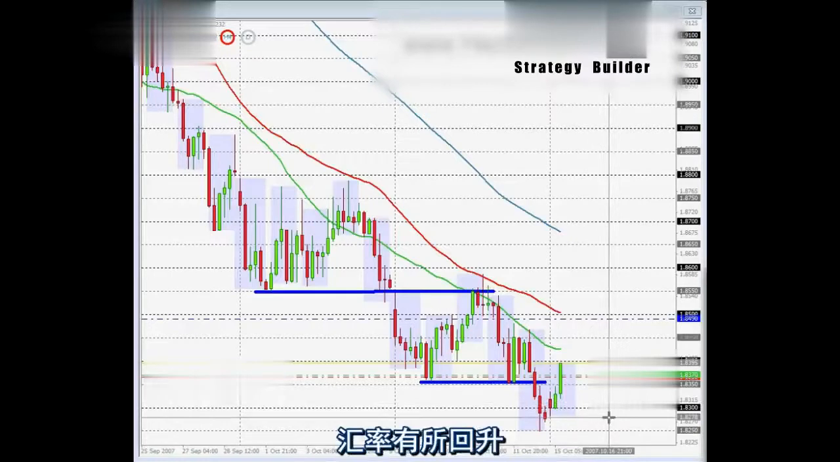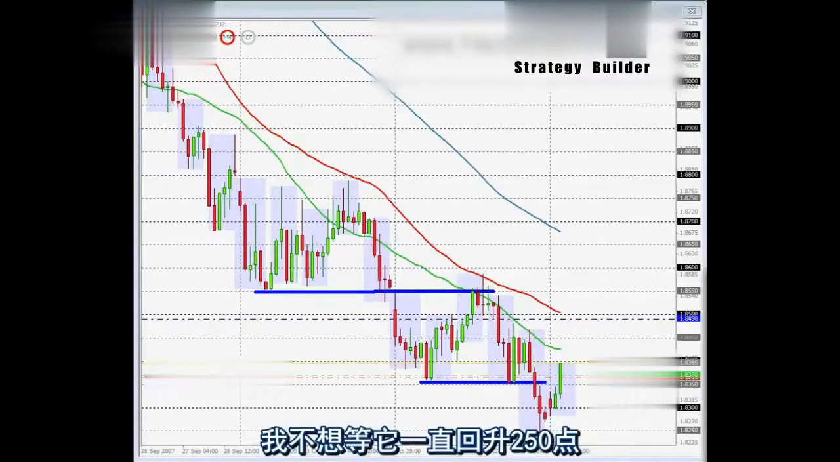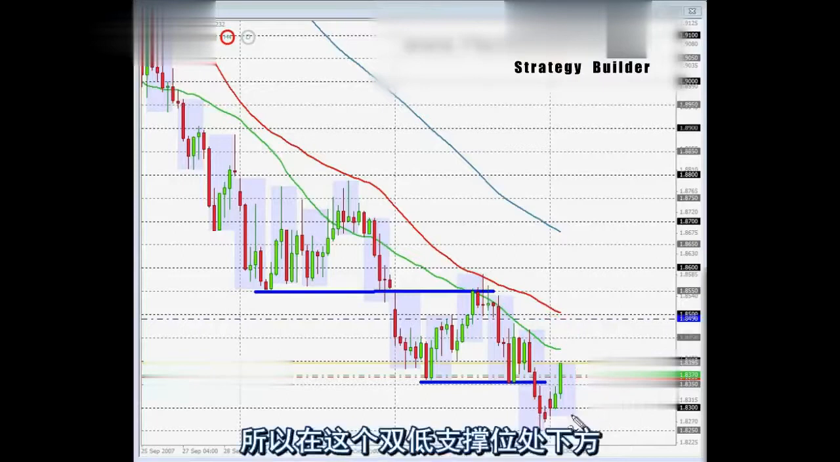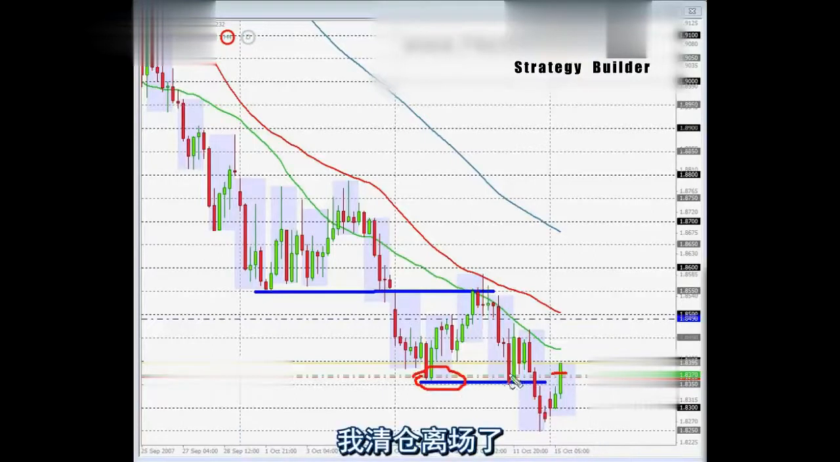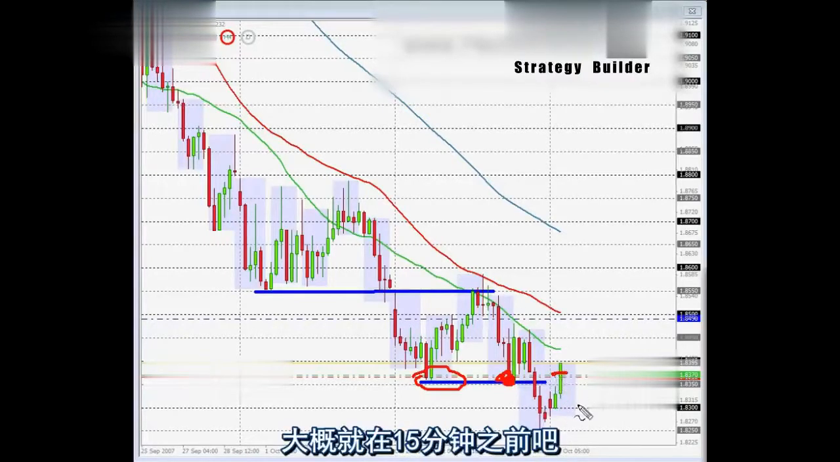Monday, and I don't want to give all these pips. They are 250 pips on the table, and I don't want to give them all back to the market on a possible retrace, as we are seeing some retrace now. So I trailed my stop down here from below this double bottom, which has been stopped out right there about 15 minutes ago.